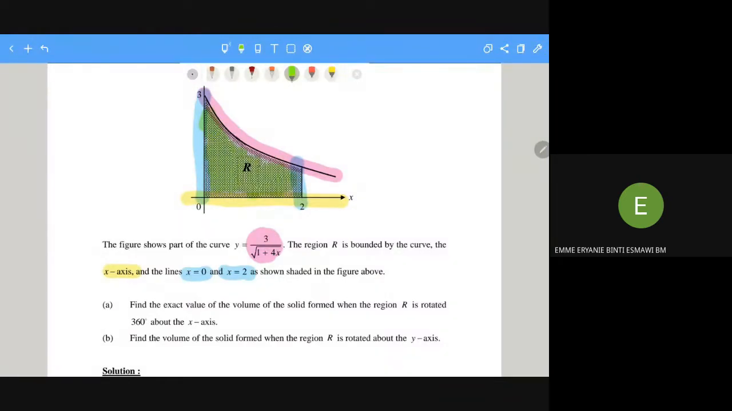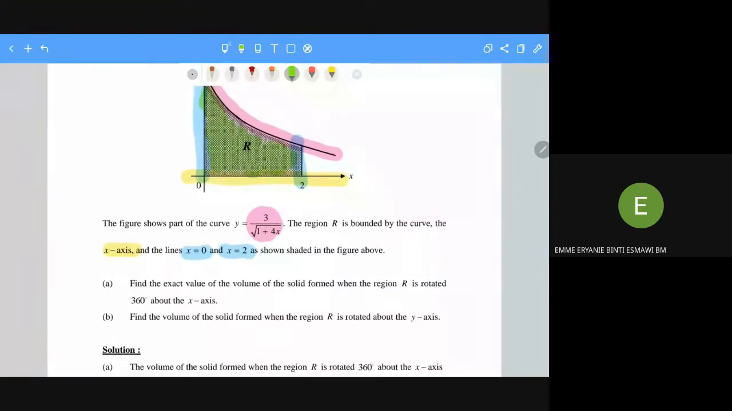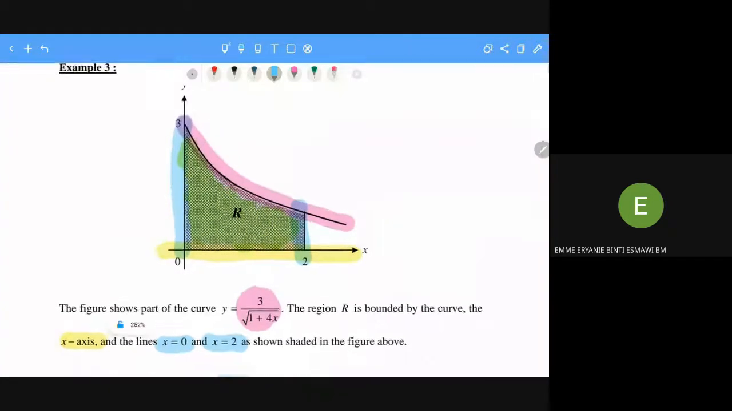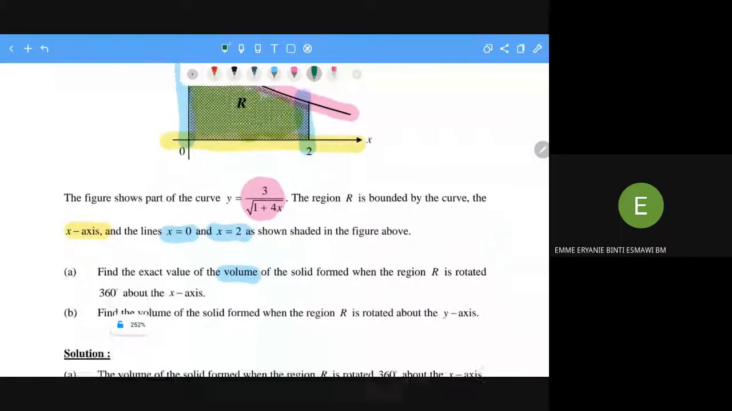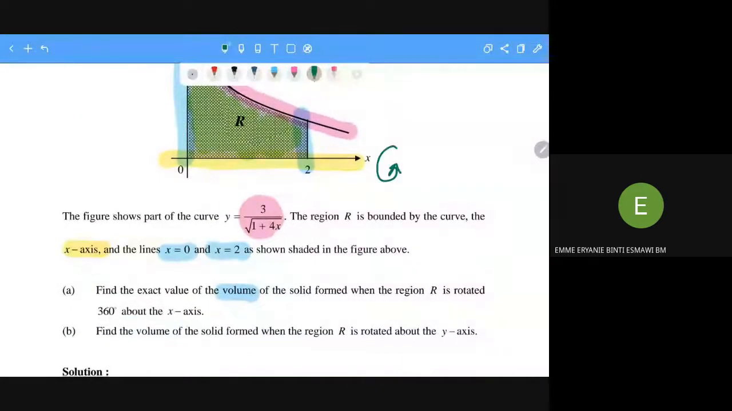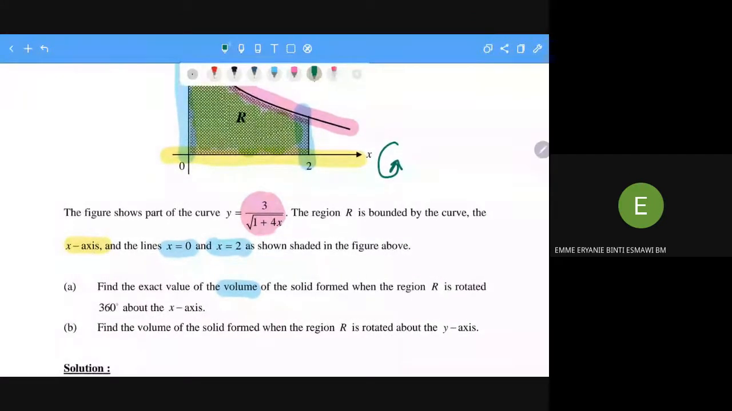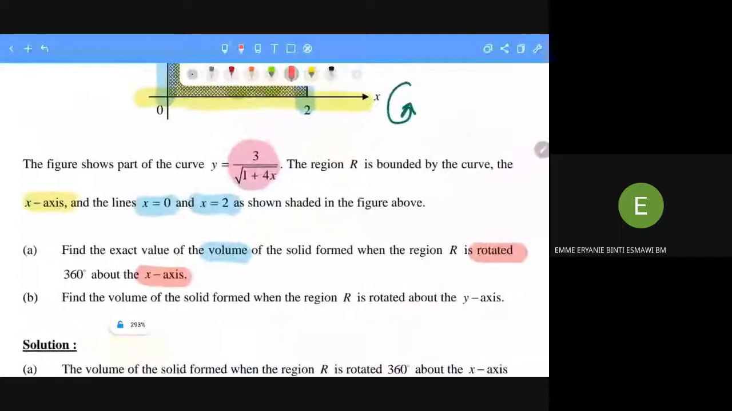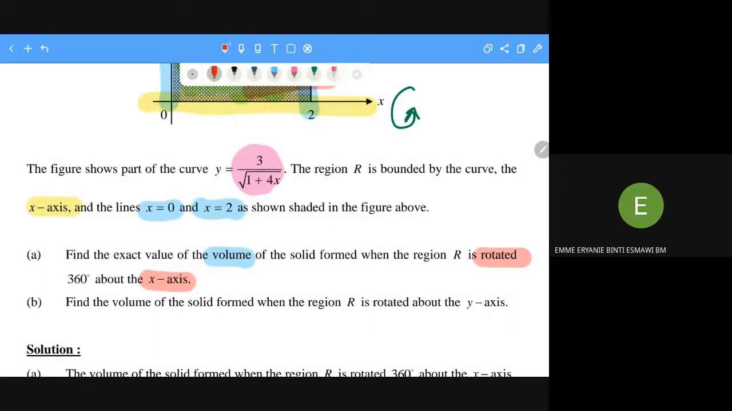Okay, find the exact value of the volume of the solid formed when the region R is rotated 360 degrees about the x-axis. Okay, so soalan ni kita identify what it wants. Dia minta kita cari volume when the region R, okay, region R ni tadi, rotate about the x-axis. Maksudnya dia berputar dekat paksi X. So, the keyword here is, yang color orange ini adalah rotate about the x-axis. Rotate x-axis.